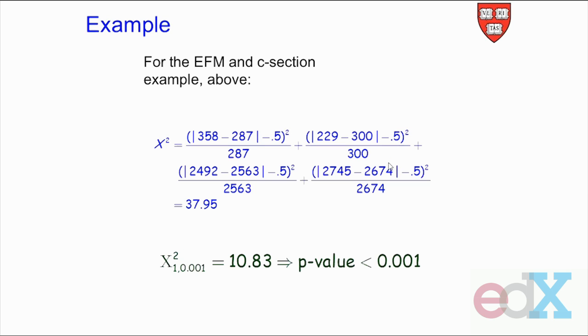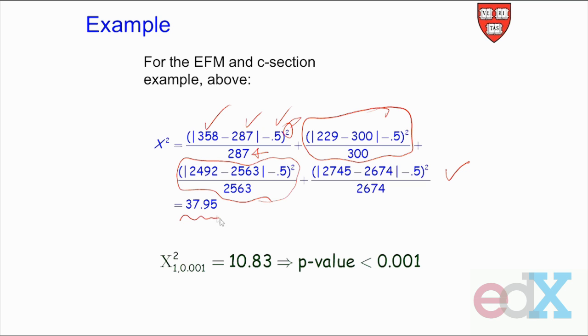But let's see, if we were to do it by hand, what would this look like? It would look something like this. So the first cell had 358 minus the expected value of 287, and then subtract another half, square it, and divide by 287. And then do the same thing for the second cell, and then do the same thing for the third cell, bottom left-hand corner, and so on. You do it for all 4 cells, and here we got 37.95.